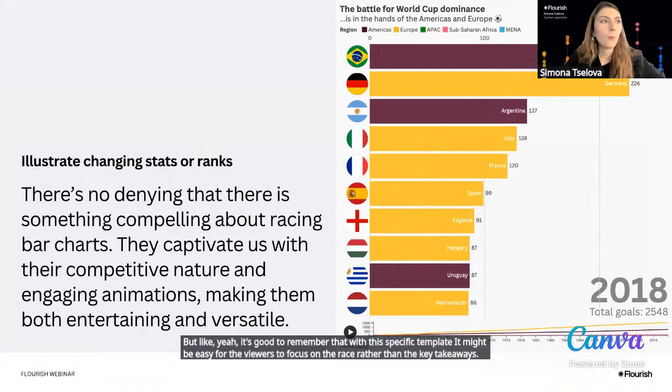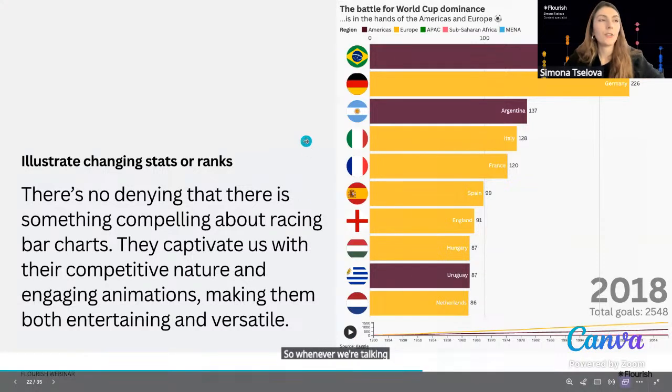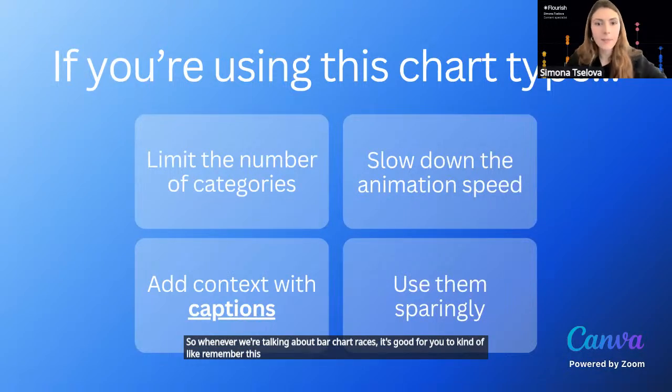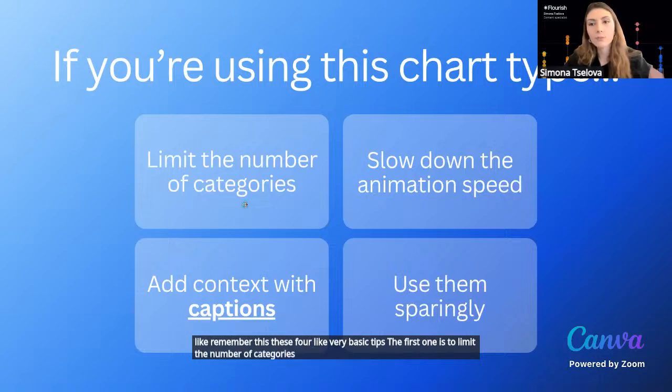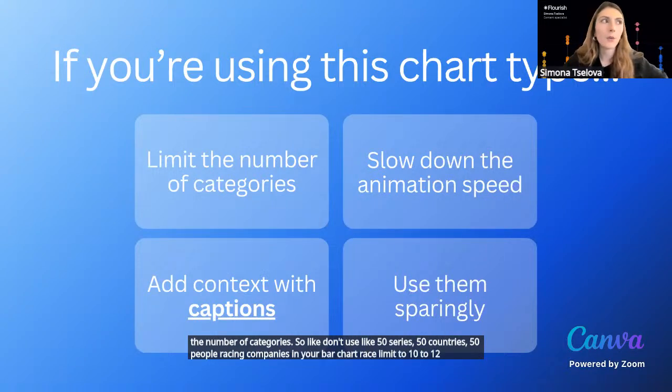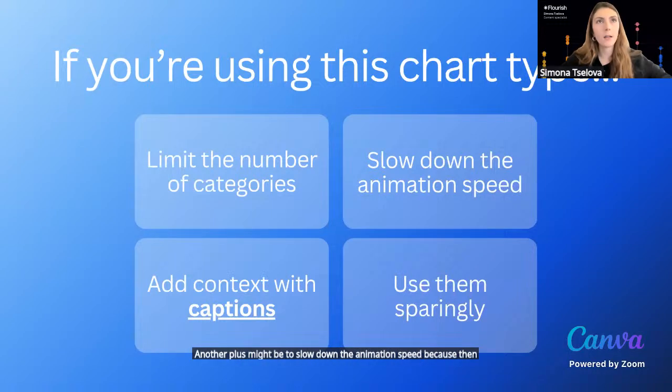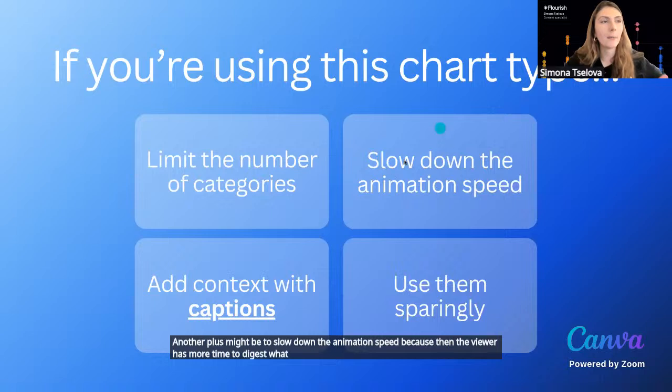Whenever we're talking about bar chart races, it's good to remember these four very basic tips. The first one is to limit the number of categories. Don't use 50 series, 50 countries, 50 people or companies racing in your bar chart race. Limit it to 10 to 12 series maximum, because otherwise things get way too messy and very complex. Another tip is to slow down the animation speed, because then the viewer has more time to digest what's actually happening.